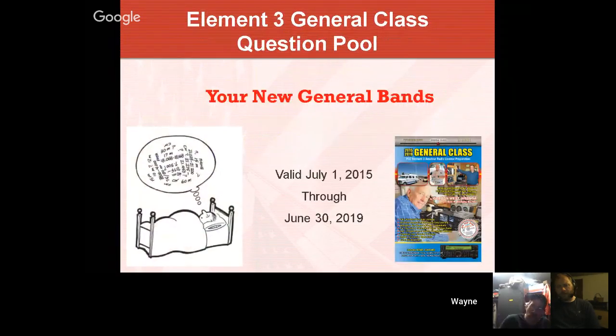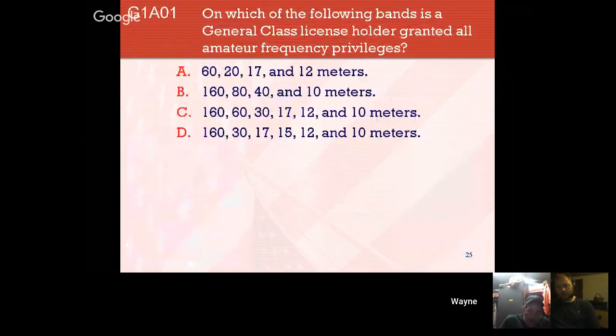Okay, we're going to get into the question pool. What time is it? It's 2010. Yeah, we'll be able to get this and topic number 3 in tonight. No problem. So the general class license holder has the following bands for amateur frequency privileges. And when you look at this, you actually have gained 160. You've got to remember you have 160. Let's see, 60, 30, 17, 12, and 10.